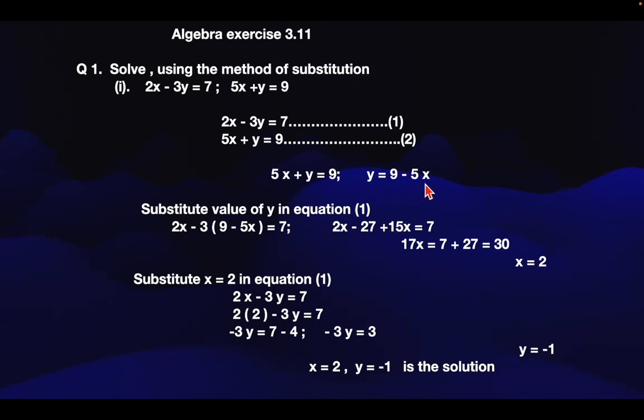Here we are going to substitute this in the first equation. See, I have written it down. In place of y, I have written 9 minus 5x. So 2x minus 3 into (9 minus 5x) is equal to 7. Now open the bracket. 2x minus 27 plus 15x is equal to 7. Simplify it further, you get the value of x as 2.